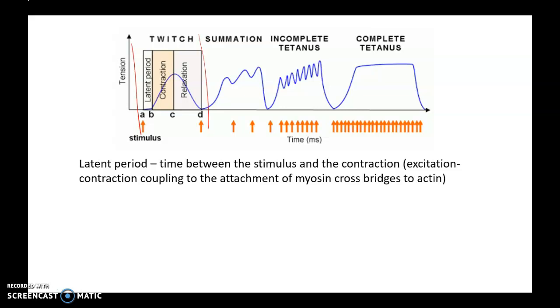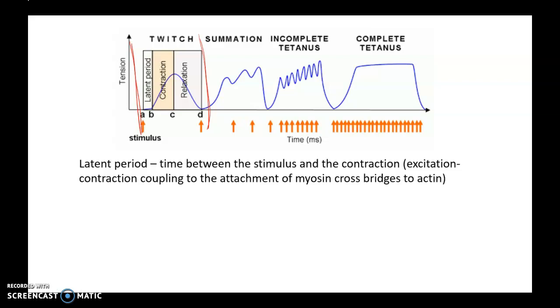Alright, class. So let's look at this diagram. You have seen this in your lab mini lecture before, and right now I want you to focus on the twitch. So I want you to focus between these two lines. And actually in this graph, on the x-axis we have time in milliseconds. On the y-axis we have the force of contraction or tension. And then the orange arrows represent stimuli.